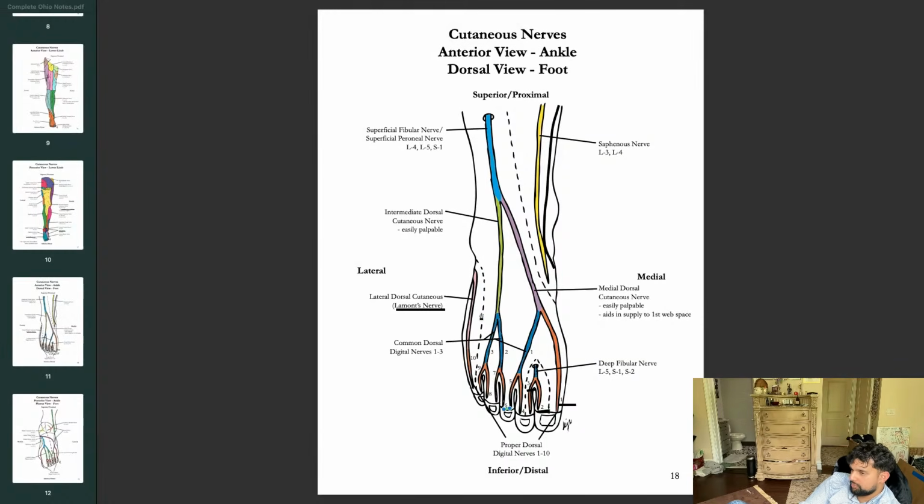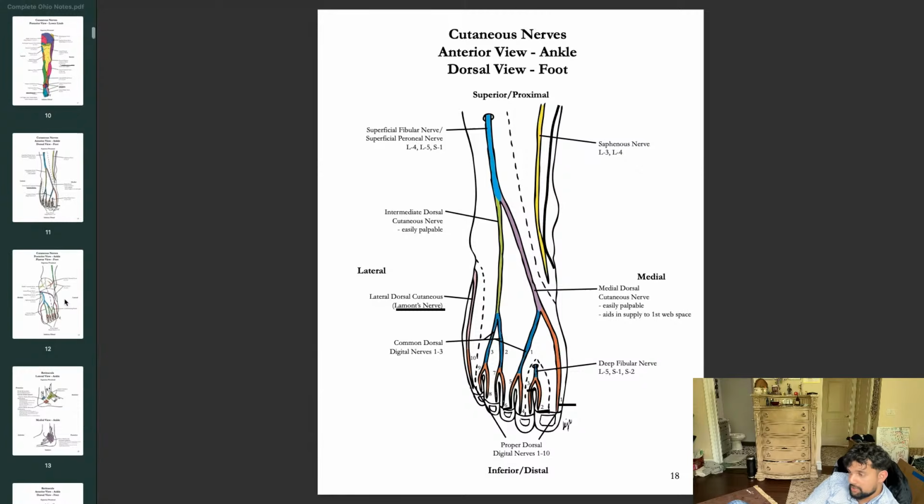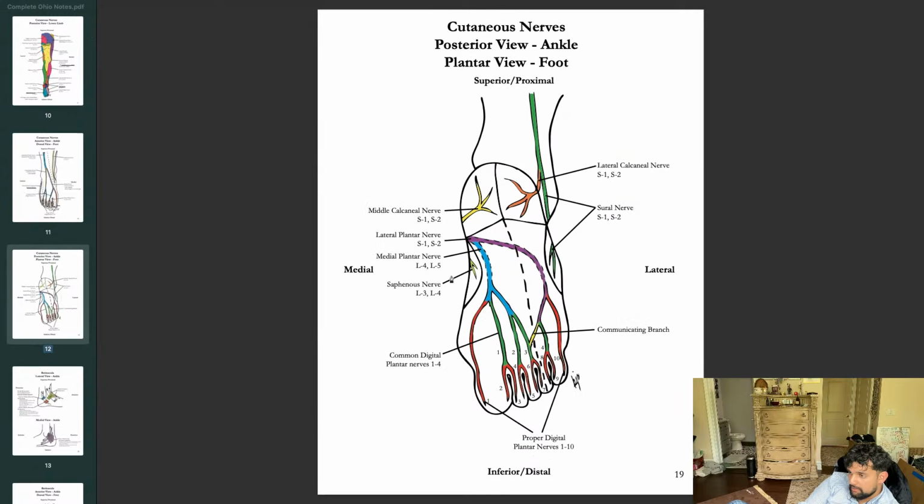And the lateral dorsal sural cutaneous, I don't know, gives rise to the lateral proper dorsal digital nerve, number 10, right? So just know this stuff, man. Know it like the back of your hand. There's no one who's a better lower extremity specialist than a podiatrist. See what I'm saying? Listen to me, man, please.